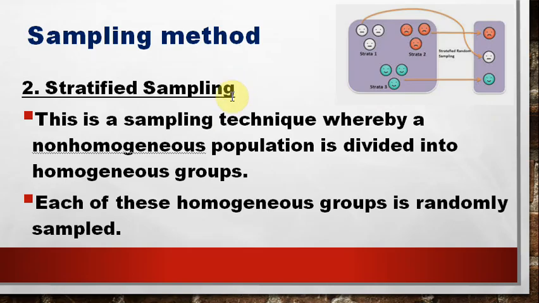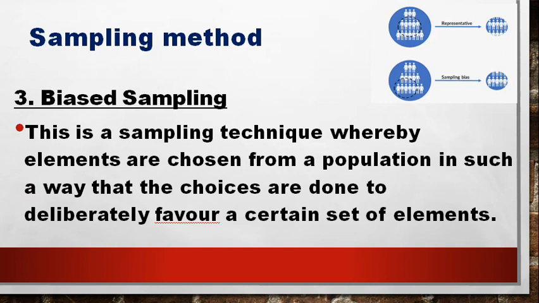If you are doing this, you basically classify this group into strata or homogeneous groups, and then you draw your sample using a random method, a method that does not cause bias. Now that's number 2. Number 3, we will look at biased sampling.